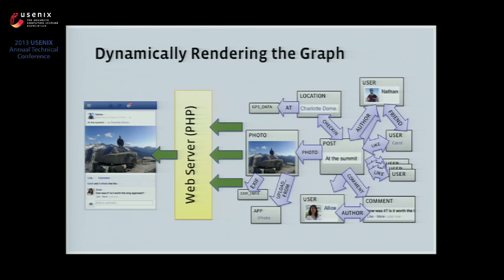The reason we do this dynamically is because, well, there's two reasons. One is Facebook is all about personalization. So the content that you're going to look at on the site is very hard to predict ahead of time. And it's different for every user. Every user sees a different subset of the graph.